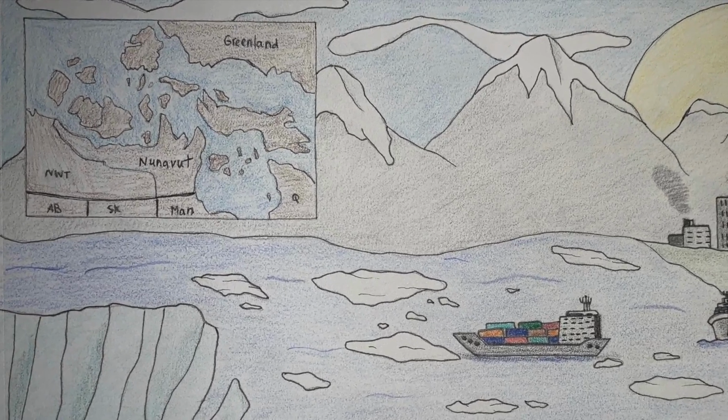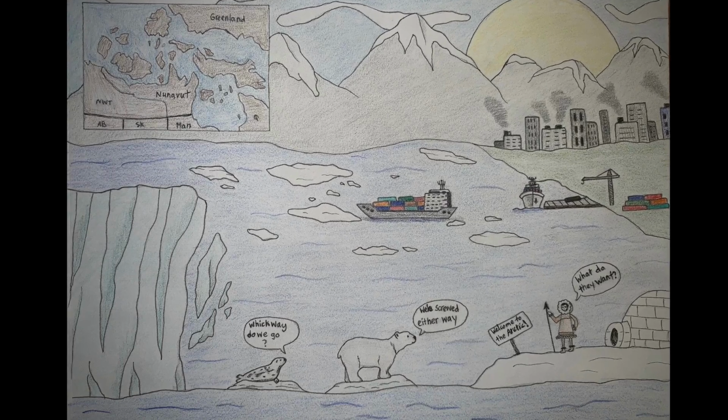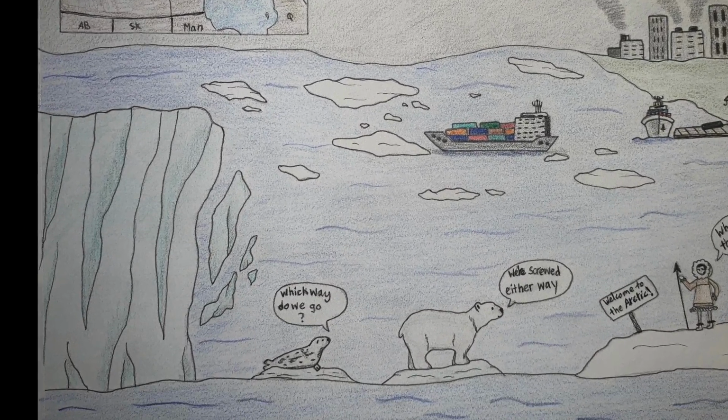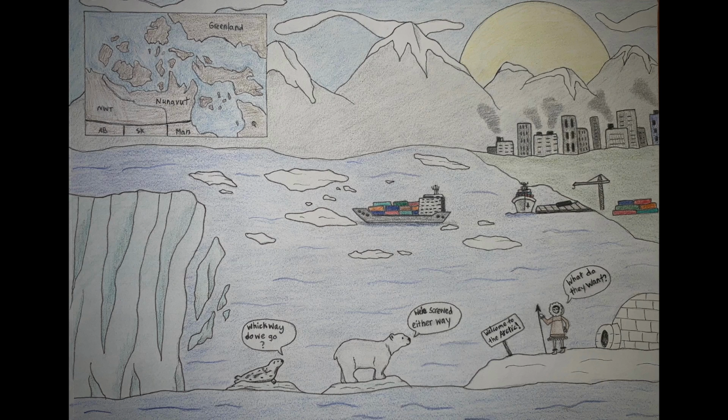A map is strategically placed on the upper left corner to define the region. A glacier is breaking apart and falling into the ocean in the bottom left corner, demonstrating how increased atmospheric surface temperatures are changing the landscape of the region.